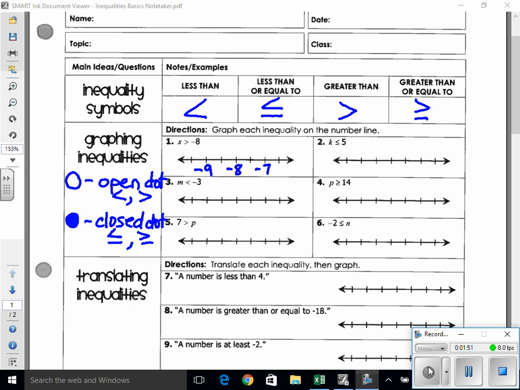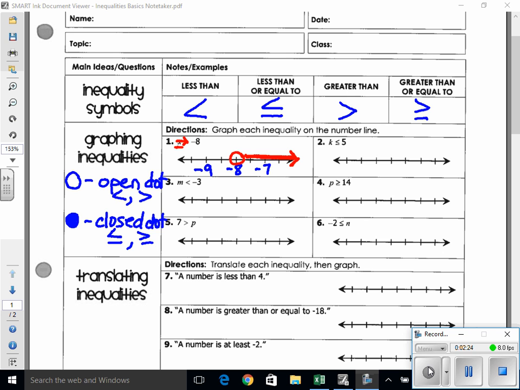Okay, and then I need to decide which dot I need. Because it's a greater than symbol, I need an open dot, and you can put it right on the number line, or you can graph it above it. Either one's fine, you just don't ever graph below it. And because it's greater than, all the numbers bigger than -8 are to the right. Now there's a little trick that you can use with graphing. If your variable is first, then the direction that the symbol is pointing is the direction that you're going to shade. But that's only if the variable's first. If it's not, then you want to reverse it so that that's always true.